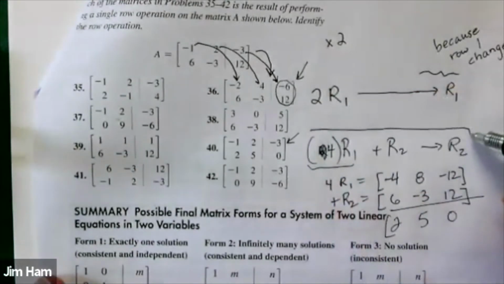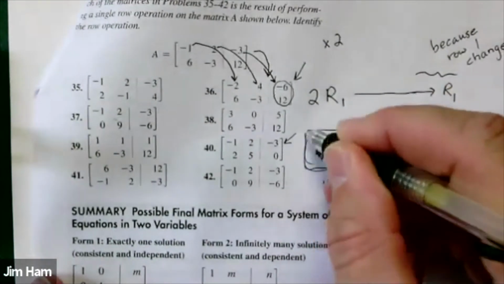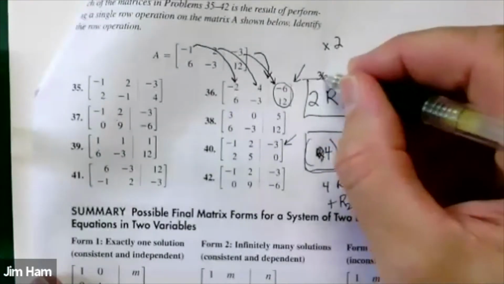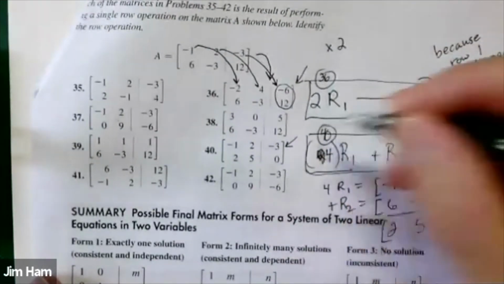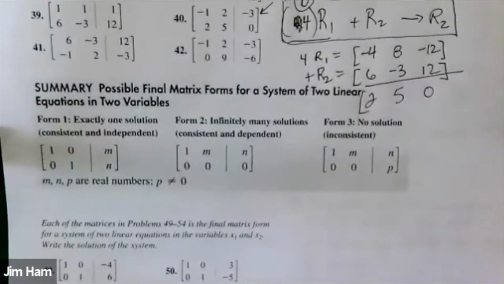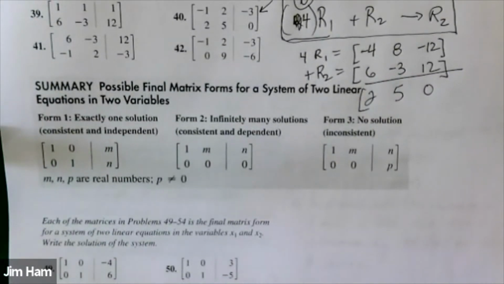So here is the answer to number 40. And here is the answer to number 36. So what they want there is row operations. The more important skill is for you to actually be able to come up with the correct row operations so you can change numbers in the matrix on your way to putting it into reduced row echelon form.